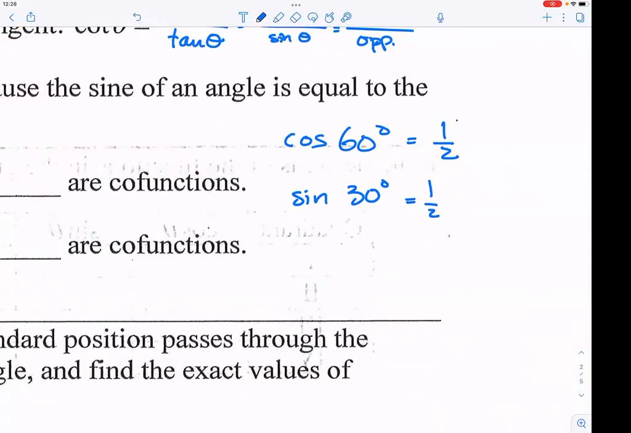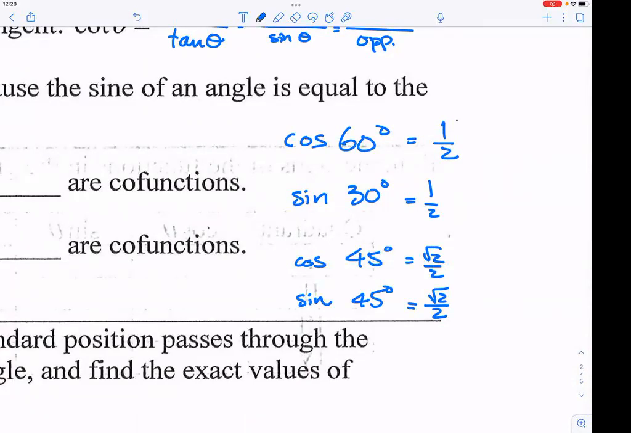Now, let me also direct your attention to 45 degrees. What's the x coordinate for 45 degrees? Root 2 over 2, right? So the x value is cosine, so cosine 45 degrees is root 2 over 2. And what about the y value? It's also root 2 over 2. Can you see something special? They are complementary. Can you see how they add up to 90 degrees? And somehow they have the same values.